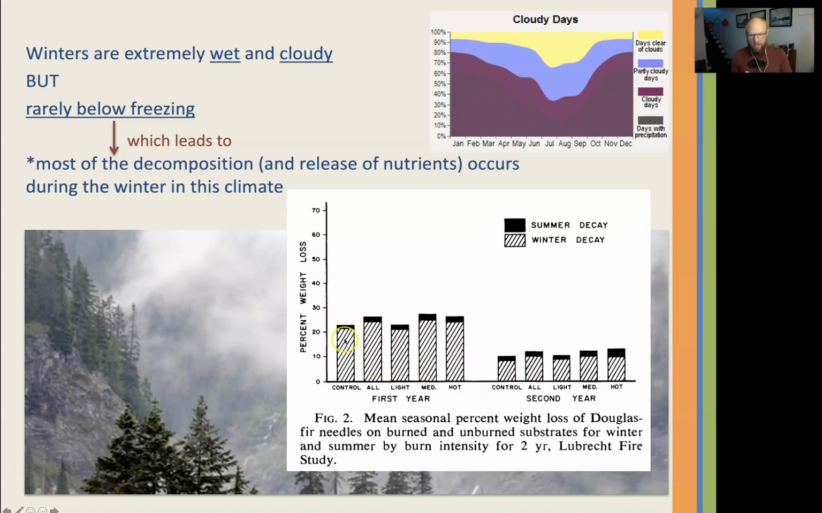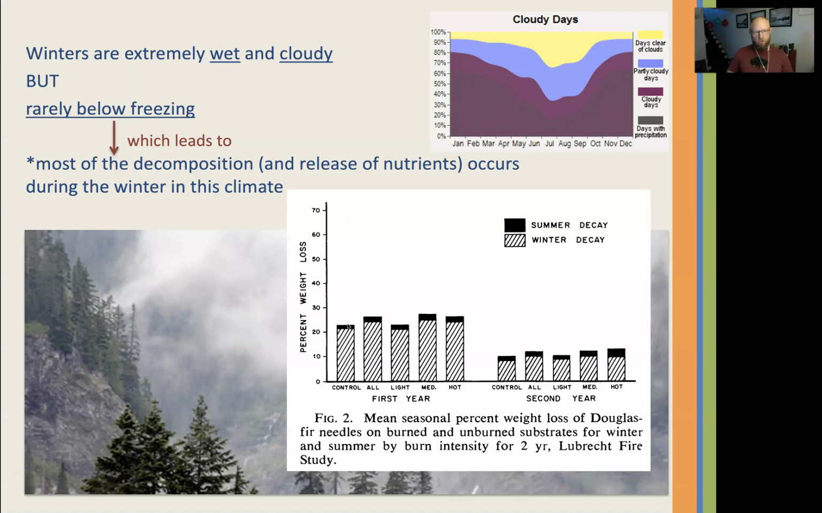You can see this hashed line here. That represents the percentage of decomposition that occurs in the winter, and the solid black portion represents how much occurs in summer. You can see that by far and away, the vast majority of decomposition is happening in the winter, very little in the summer because that's when it's really dry. What this means is that the nutrients that are being released during decomposition, those are released in the winter time.